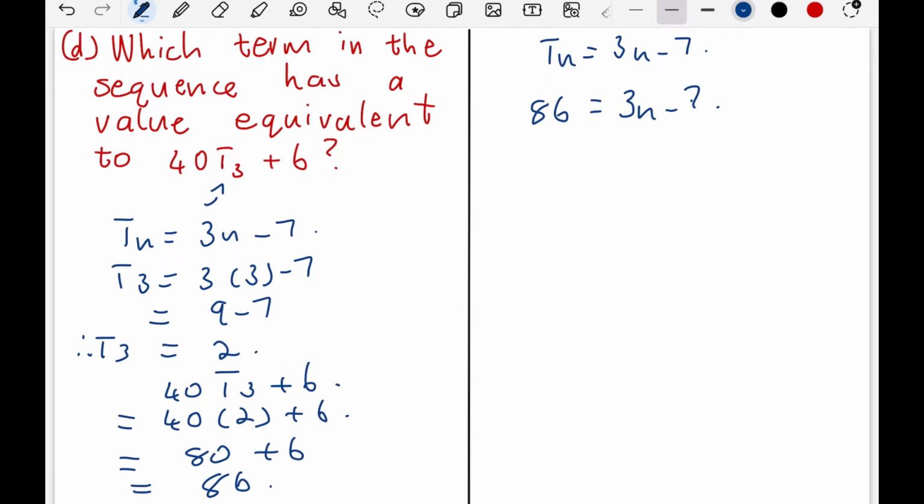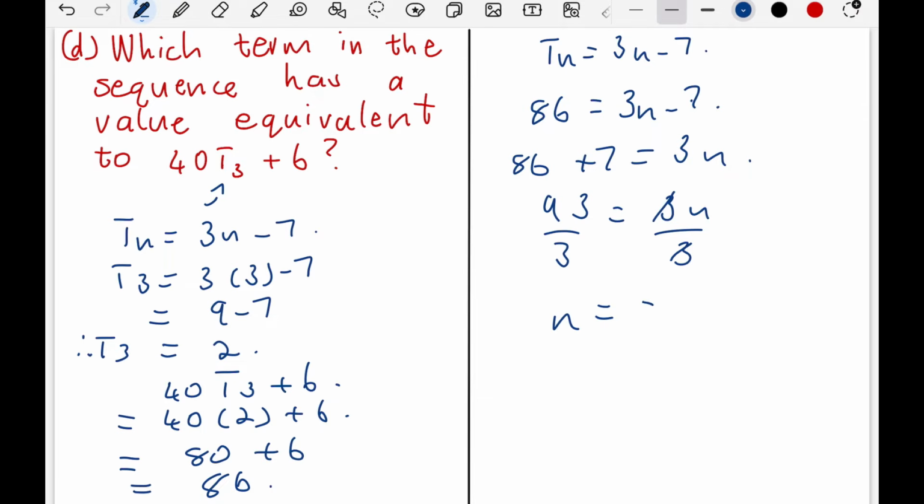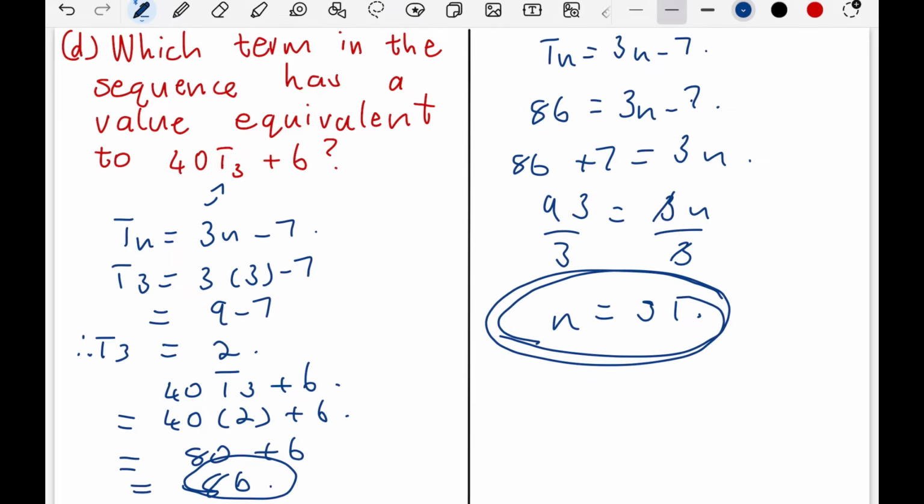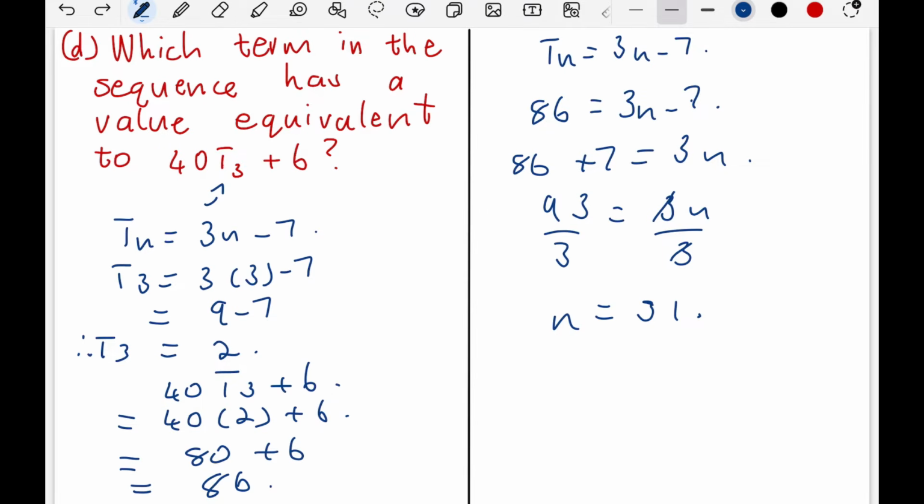And so we get here that 86 plus 7 is equal to 3n. And so 3n is equal to 93. And if you divide both sides by 3, you would get that n is 31. In other words, it is term number 31 that has a value equal to 86. It is term number 31 that has a value equal to 40 T3 plus 6. I hope this makes sense.